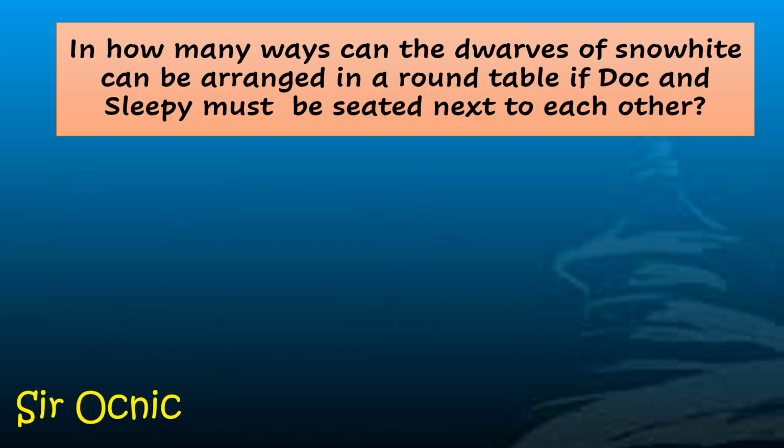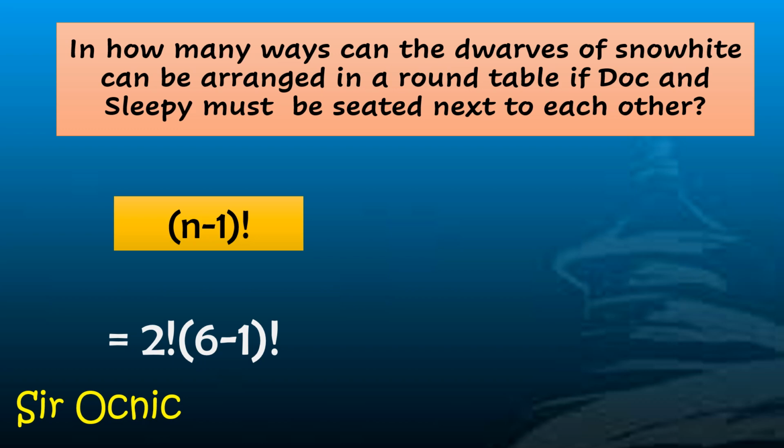In how many ways can the dwarves of Snow White be arranged at a round table if Doc and Sleepy must be seated next to each other? Snow White has 7 dwarves, but in this scenario, Doc and Sleepy must be seated next to each other. Therefore, Doc and Sleepy will be treated as one. So in this case, our n is equal to 6.